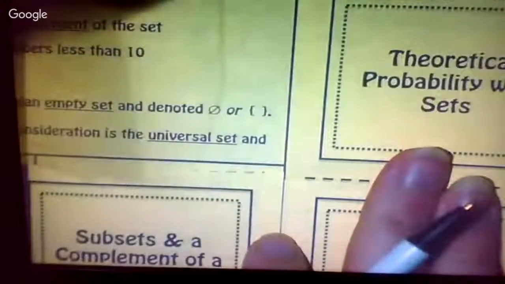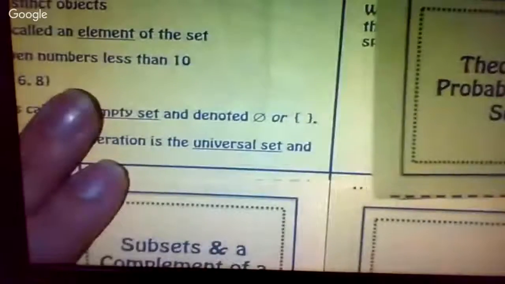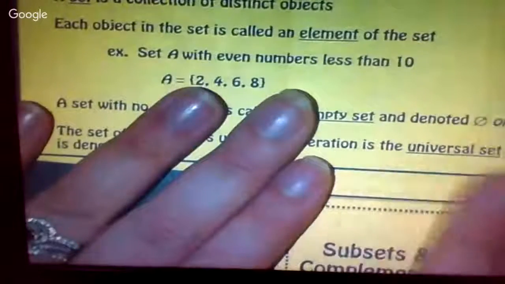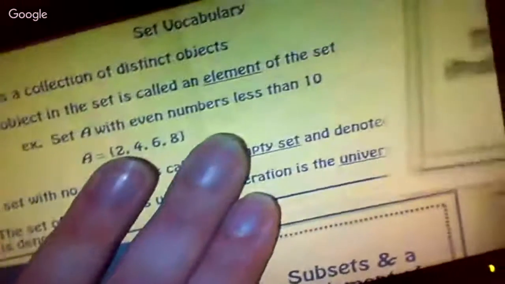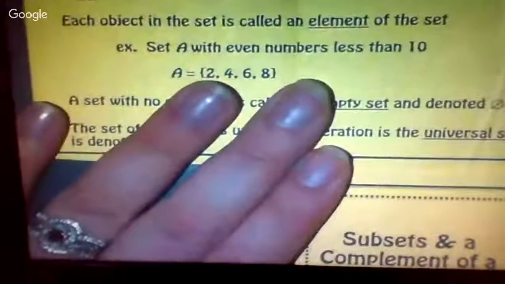So, under set vocabulary, if you open this up, oh, we cut this flap. You can. If you don't want to, you do not have to. It's the hardest time. All right.